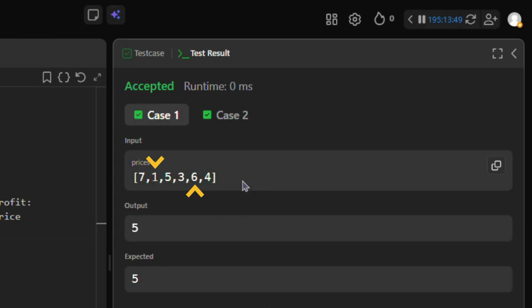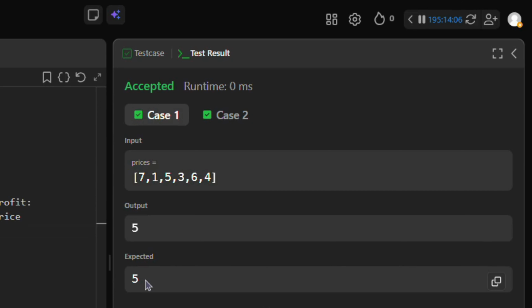Then 6. Selling at 6 after buying at 1 gives profit 5, a new max. Last 4. Profit would be 3, which is lower than our current best. The highest profit observed is 6 minus 1 equals 5. The output is 5. The expected result is also 5.